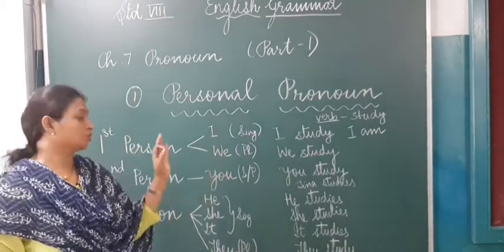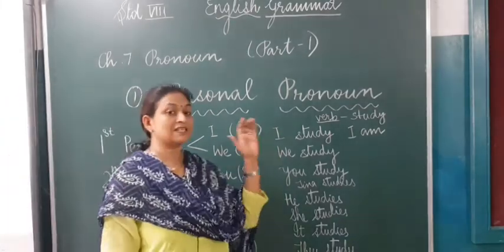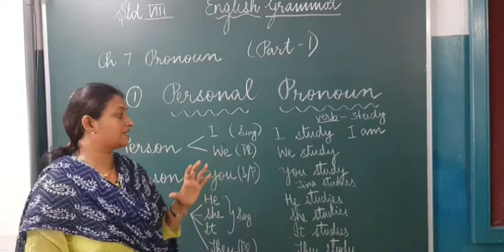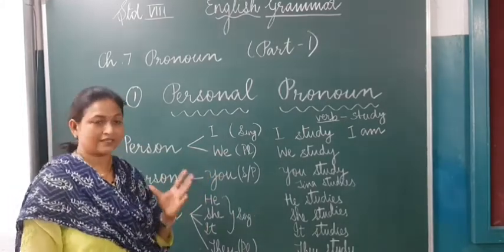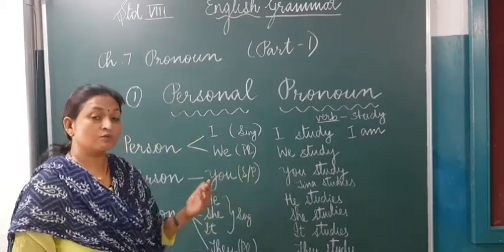But for now, you have to concentrate on these 3 persons. When it is I, the verb will be study only. When it is we, it is study. When it is you, it is study. For example, in place of study, if I take sing, you sing.